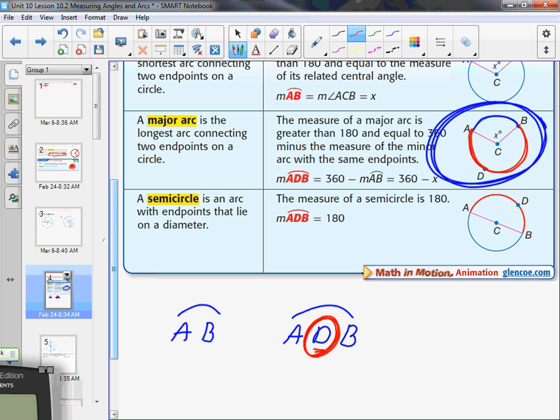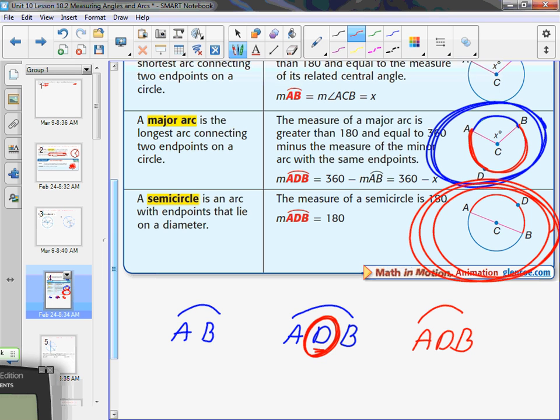Got to. Now, a semicircle is half of a circle. A semicircle is an arc with endpoints that lie on a diameter. Look at the figure here. We have two different semicircles. The red one we would call arc ADB. The blue one, the bottom one, we can't name it. To be able to name it, I have to put another letter on there. Now I can call it arc AXB. What do you think the measure of a semicircle is? And why is it 180? Because it's half. The whole circle is 360 degrees, so a semicircle's got to be 180 degrees. Questions?